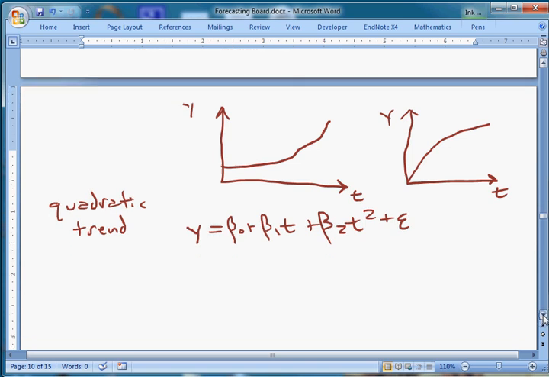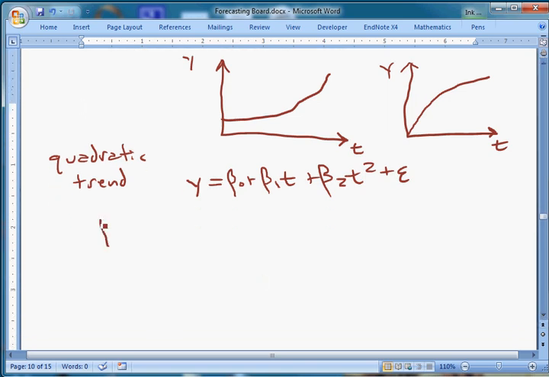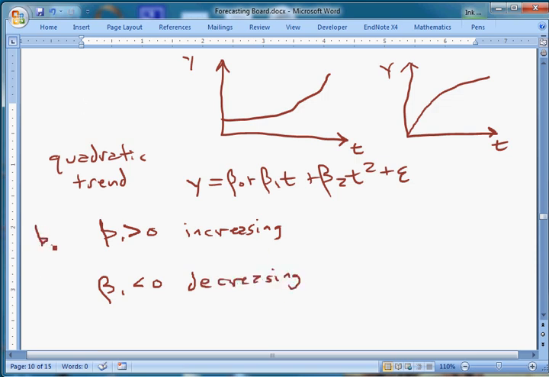The interpretation here is important, right? Because beta 1 greater than 0 is going to mean increasing, and then beta 1 less than 0 is going to mean decreasing, meaning our estimate, right? We're going to estimate using b1, and here, that's our estimate. Beta 1 is the parameter in the population that we're trying to estimate. But if our estimate of beta 1 is greater than 0, and we might conclude that beta 1 is greater than 0, then that means that there's an increasing trend.